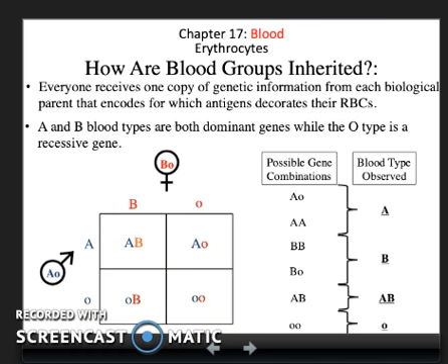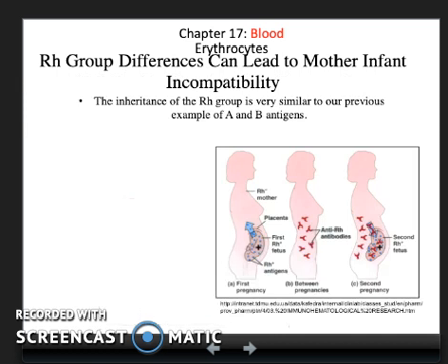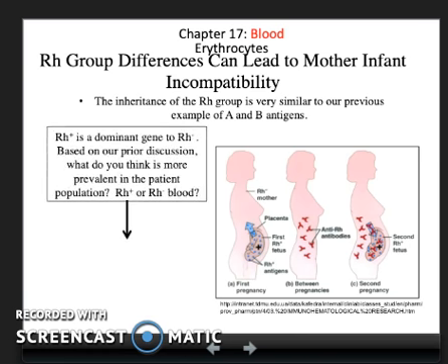What happens with the Rh factor if there's a conflict? I talked about this in lab as well. The Rh group differences can lead to mother-infant incompatibility. So the inheritance of the Rh group is similar to the previous example of A and B antigens. So Rh positive is the dominant gene to Rh negative. Based on our prior discussion, what do you think is more prevalent in the patient population, Rh positive or negative blood? So pause it, think about it, start the recording up again.